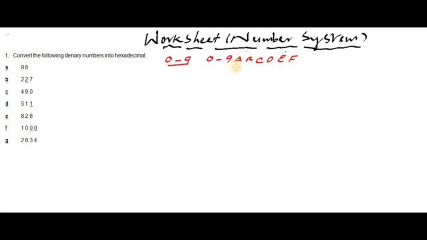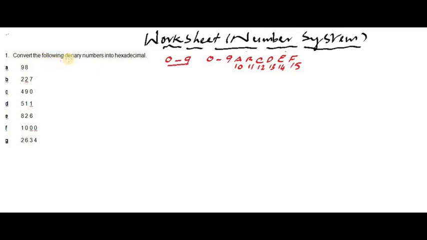So instead of 10 it will be A, this one will be 11, this one 12, then 13, 14, and this one will be 15. All together you can see 16 characters will be there: 0 to 9, 10 digits, and A, B, C, D, E, F. So altogether 16 notations will be there.